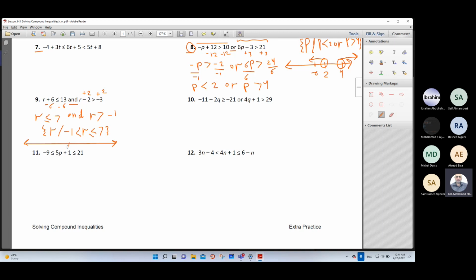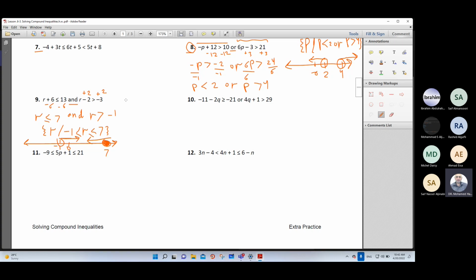So here we have 0, 7, here -1. We don't have equal here, so open circle. Here we have equal, so shaded circle. And here r greater than -1 is to the positive side. And here r less than or equal to 7 means to the negative side.